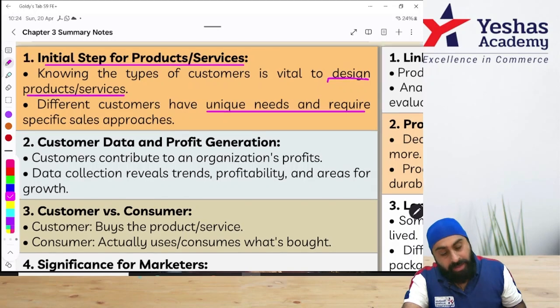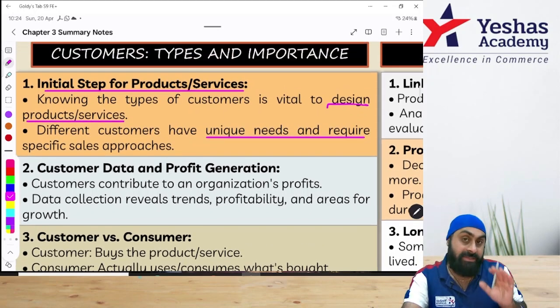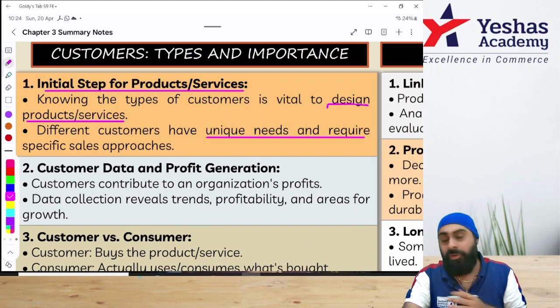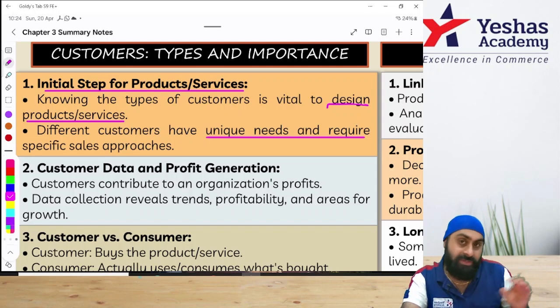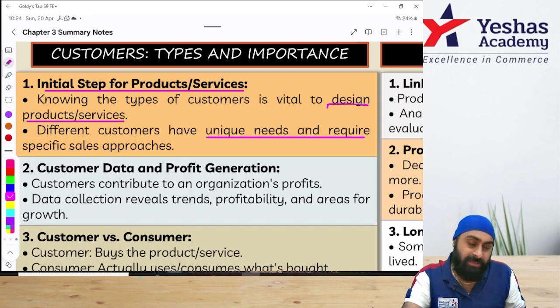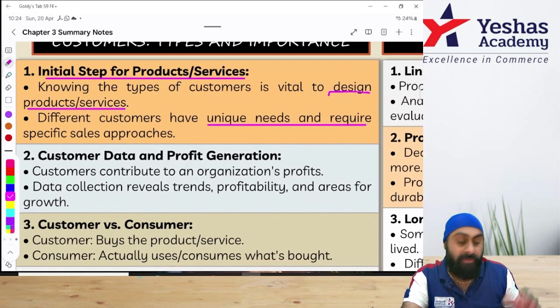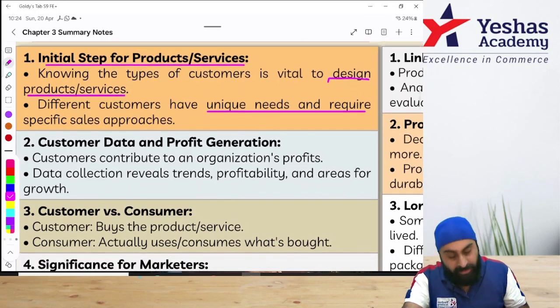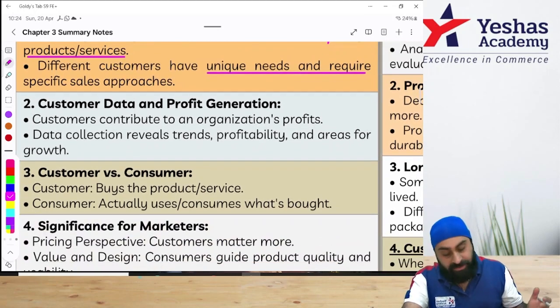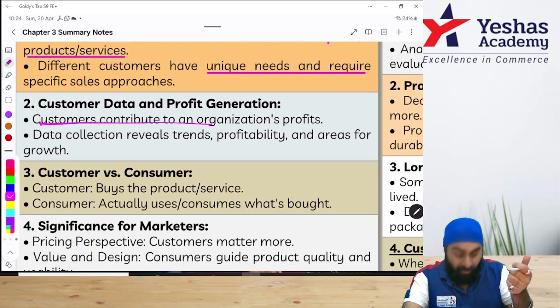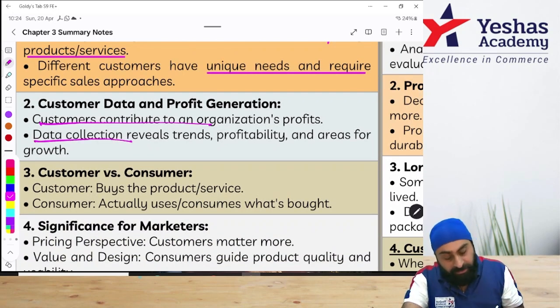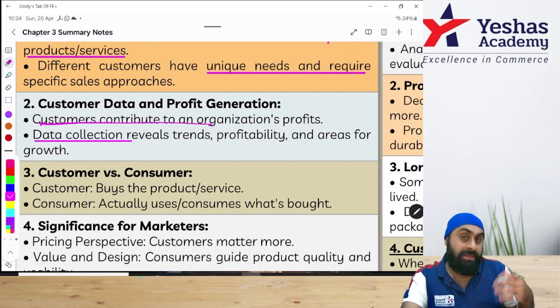Yes or no? Now, when you're sitting for last day revision, what do you want? You want the entire SM to be done in 7 or 8 hours. A marathon lecture, part 1, part 2. That is what I'm trying to serve you because I know my customers. I know what they want. Customer data and profit generation. Does the customer contribute to organization profits? Obviously, yes. Do you need to collect data on what the customer wants and what is trending in the market accordingly?